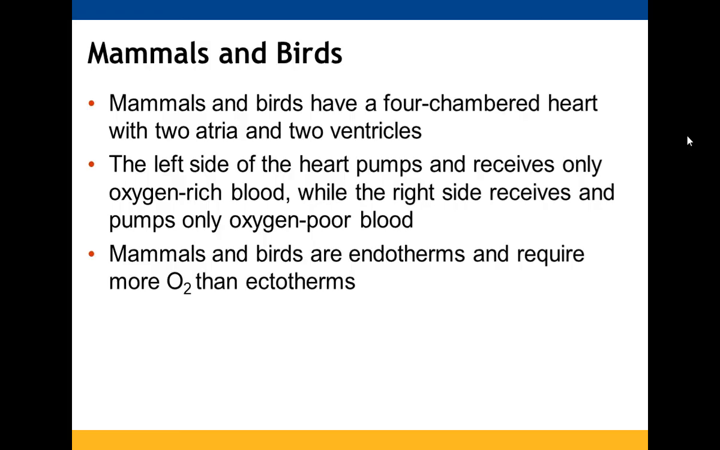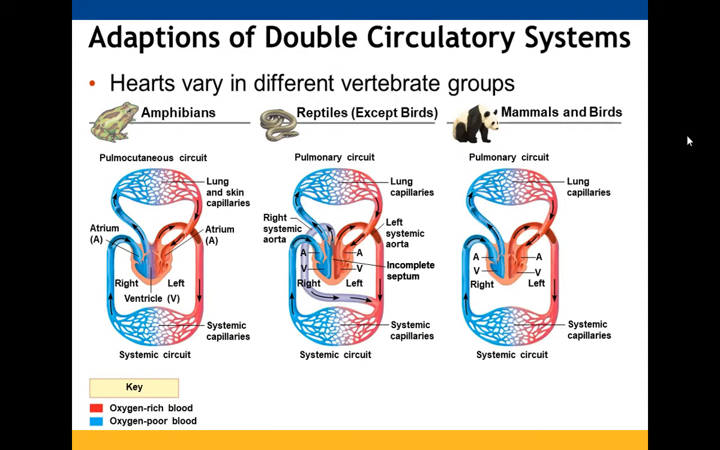So mammals and birds, why we dare to be different. We have two atria and two ventricles, again, with the left side getting the oxygen-rich blood and the right side getting the oxygen-poor blood. We're endotherms. We have to make our own energy. So we need to have a more efficient way of getting our blood circulated throughout our body so that we can get the oxygen we need to the cells so we can make our ATP and generate our energy. Okay. So those are some comparisons between the different systems we just talked about.